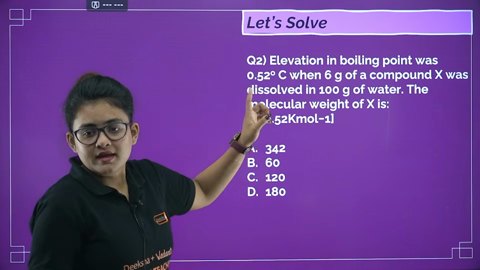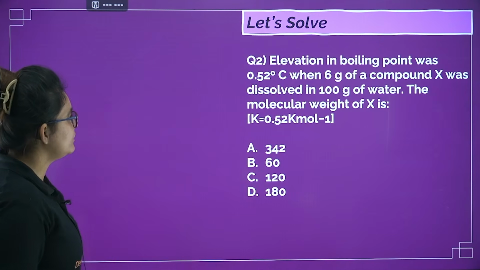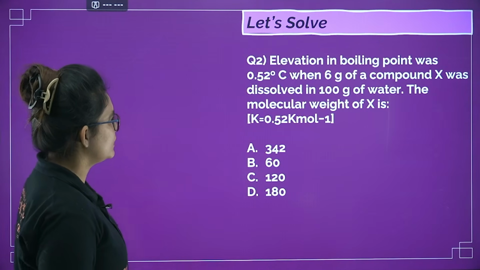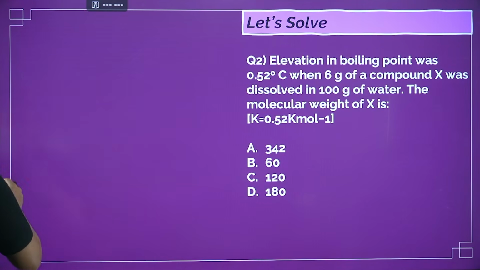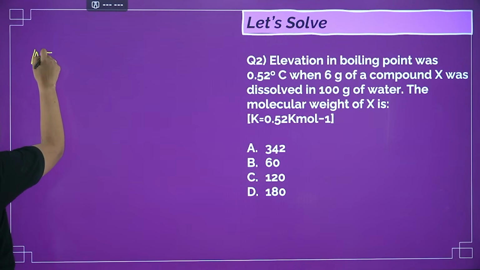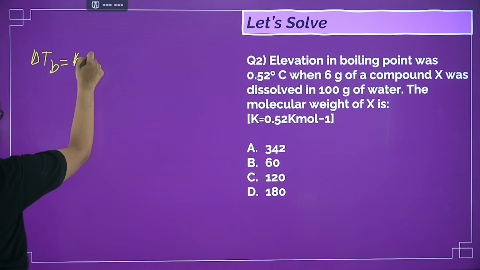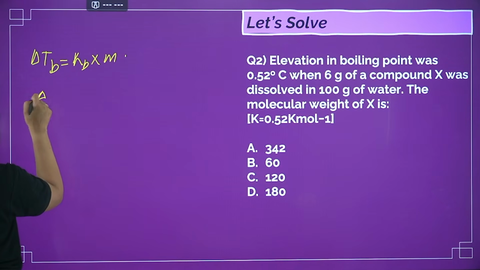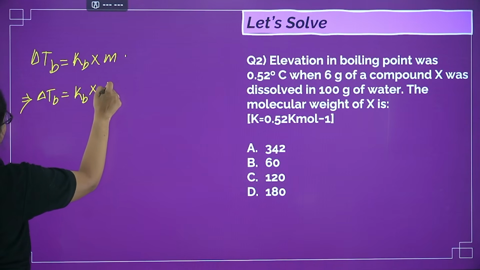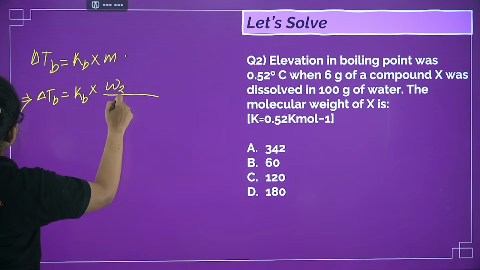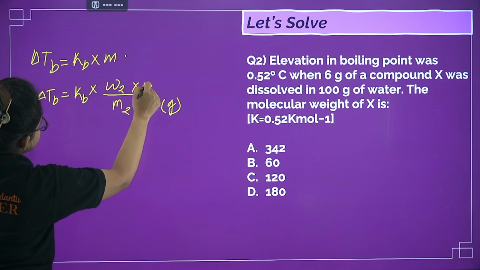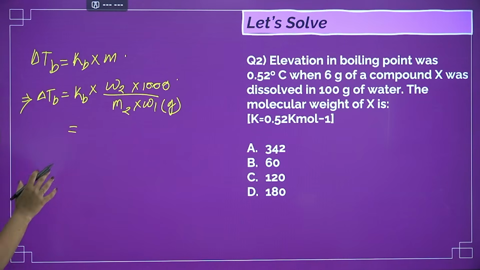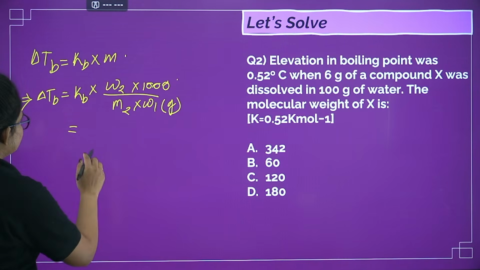Utilizing this formula we can target one very important numerical. Elevation in boiling point was 0.52 degrees Celsius when 6 gram of a compound X was dissolved in 100 gram of water. Find the molecular weight of X. Okay, fine. Let's do it. Simply I am going to put the formula like this, delta Tb equals Kb into molality. Let's break it down: W2 by M2 into W1, with W1 in gram, into 1000. That is the formula. Once you write the formula, half of the problem is sorted.